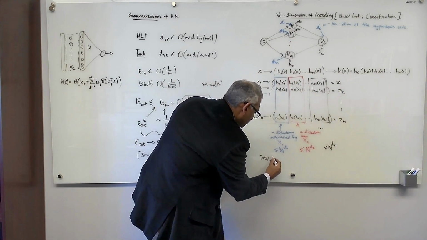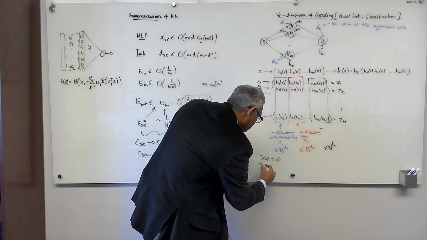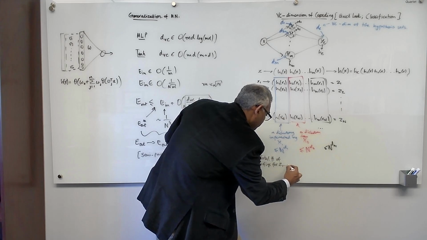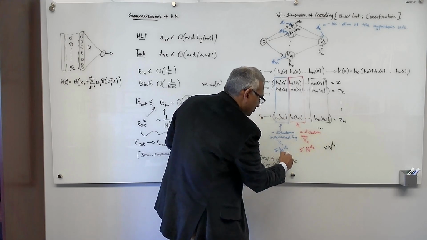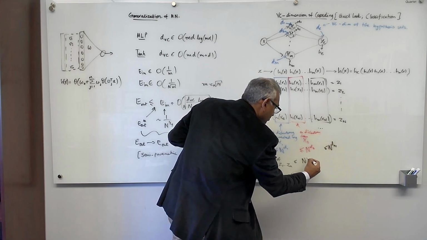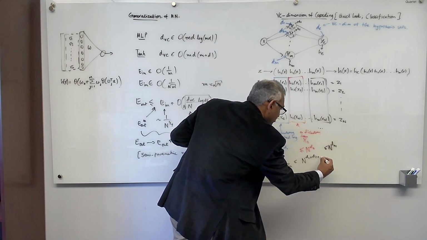The total number of configurations for Z1 up to Zn is at most n to the power D1 times n to the power D2 times and so on, which is at most n to the power D1 plus D2 plus all the way to Dn.